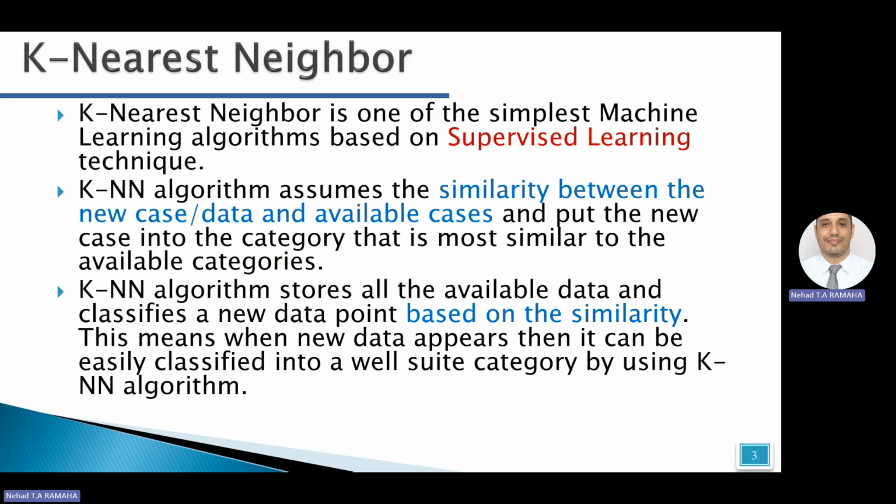We need first of all training data, or previous data, previous elements. That's why it's supervised learning. Yes. So its name is K nearest neighbor. Okay, let's take it one by one. K, what's the meaning of K?